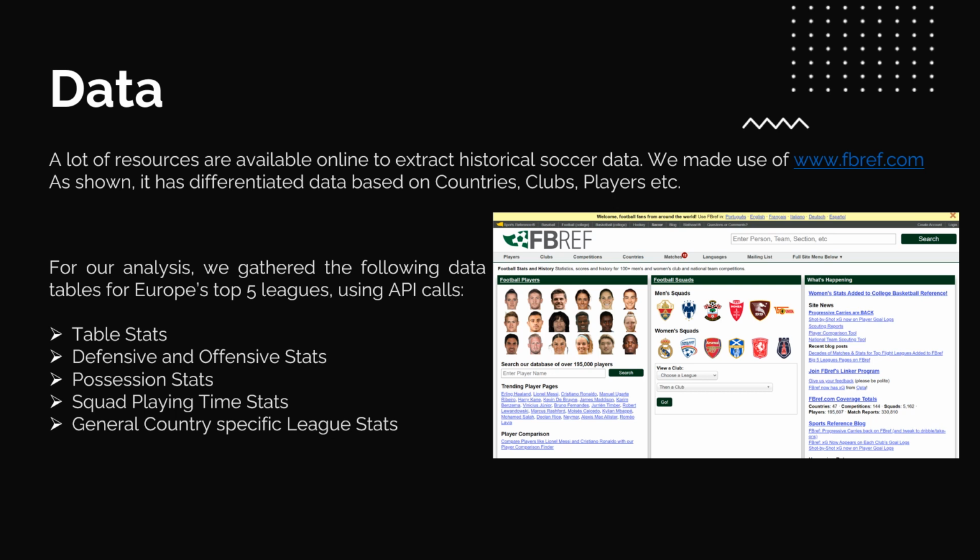To make our study more targeted, we gathered the mentioned data from the website: table statistics, defensive and offensive statistics, possession stats, some squad play time, and some general country specific league statistics.